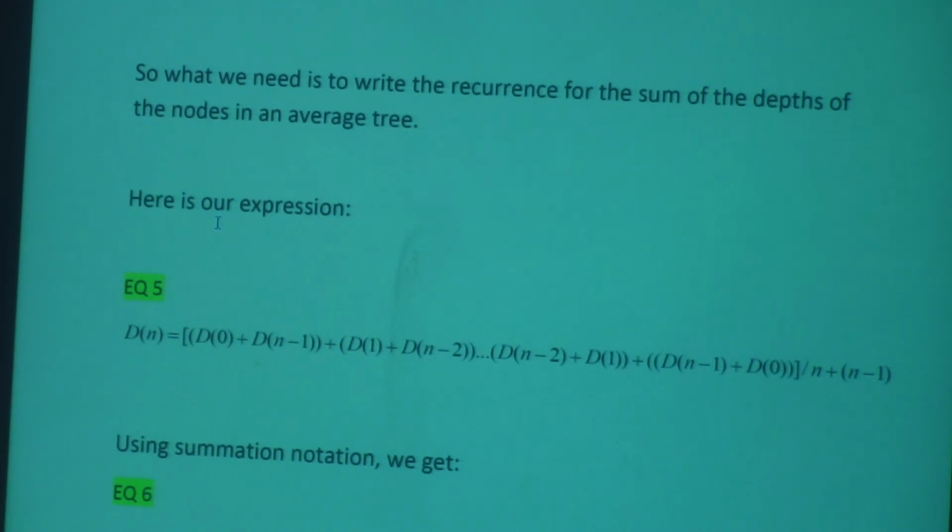So the average depth of a randomly generated binary search tree with n nodes is equal to the average of any split of the tree, equally likely, going in any direction, plus n minus 1. Now let me ask you a question. If I have a tree of any shape that has n nodes, how many nodes are in the left subtree plus the right subtree? N minus 1.